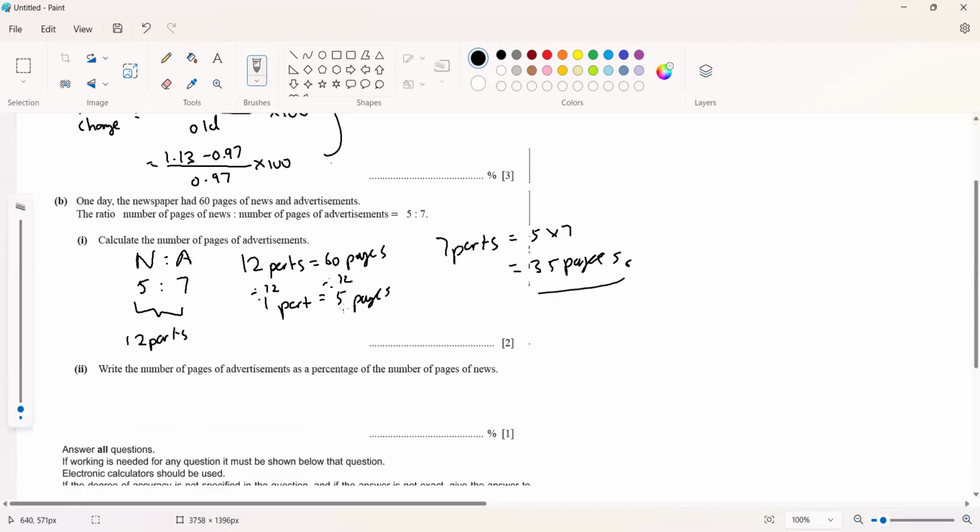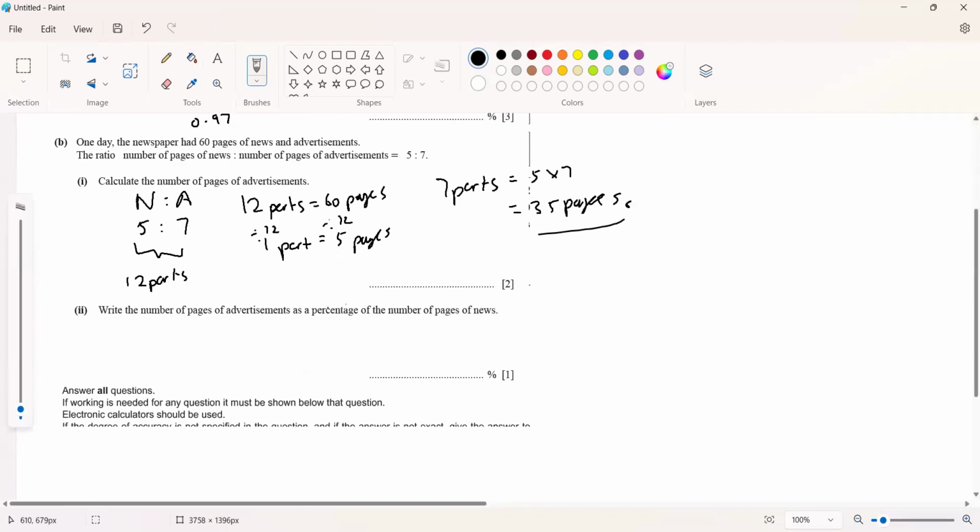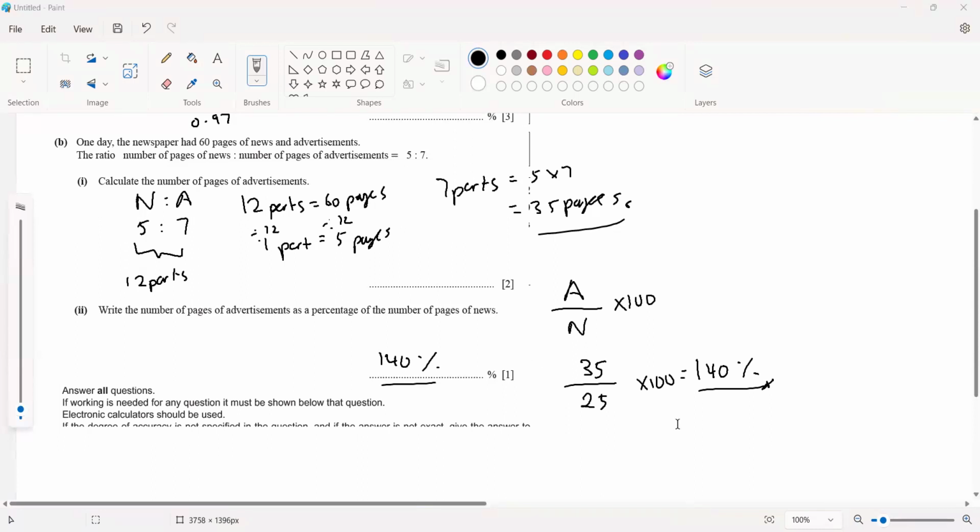Moving on to part 2. Write the number of pages of advertisements as a percentage of the number of news pages. So they're looking for ads as a percentage of news. We just need to plug in the values. The number of ads, which we counted in the last question, was 35. The amount of news will be 25 because they should add up to 60. Times by 100, and it would just be calculator work. It would simply be 140%. That indicates that there are more advertisements compared to news. So that's part 2 done.